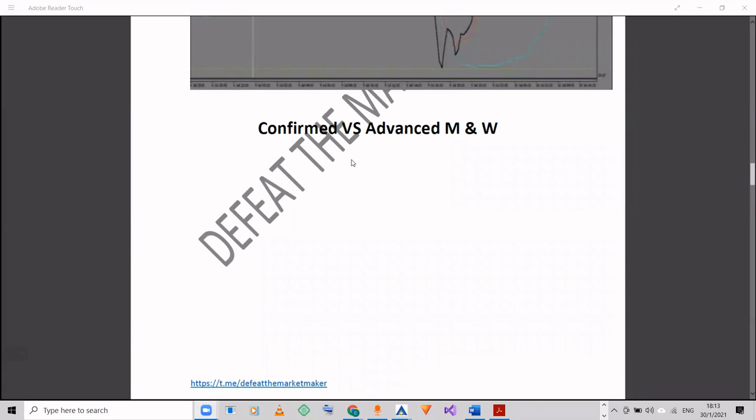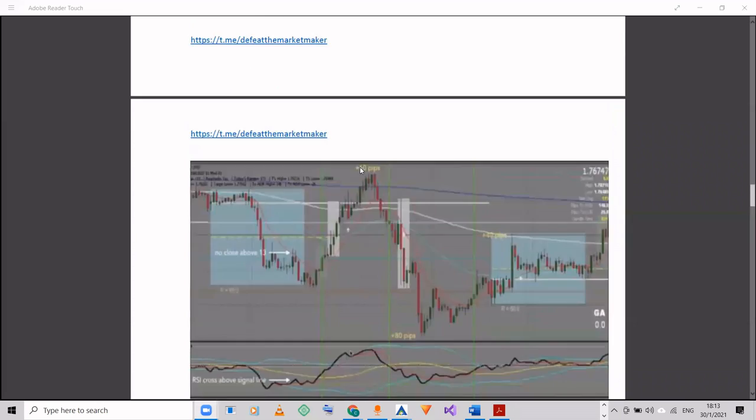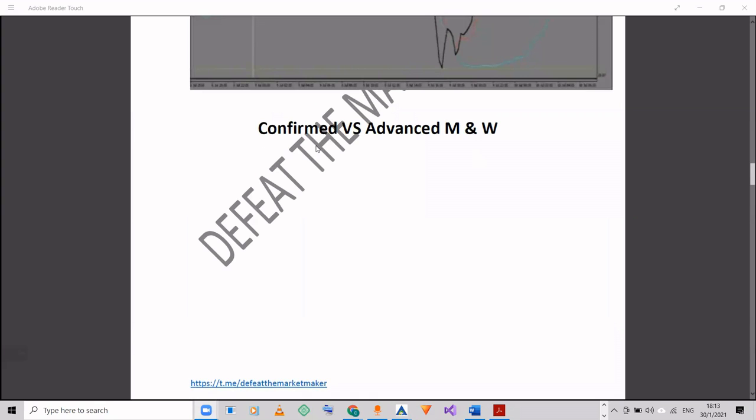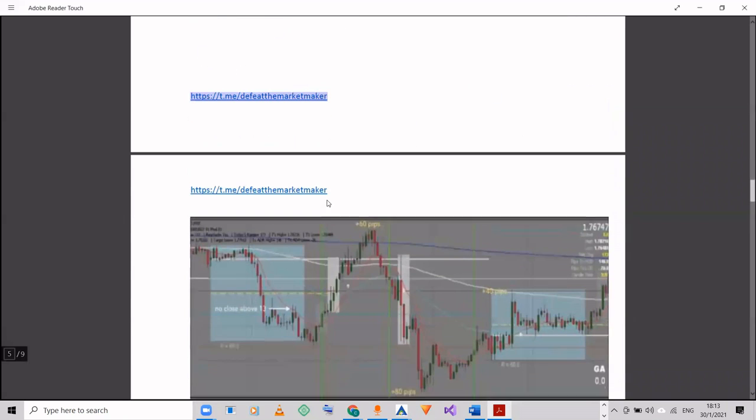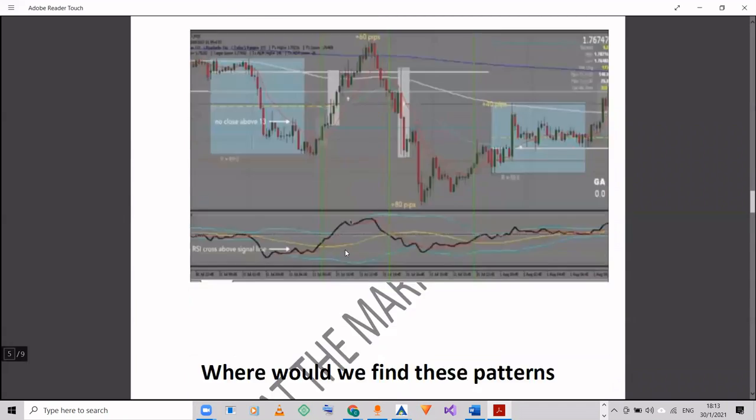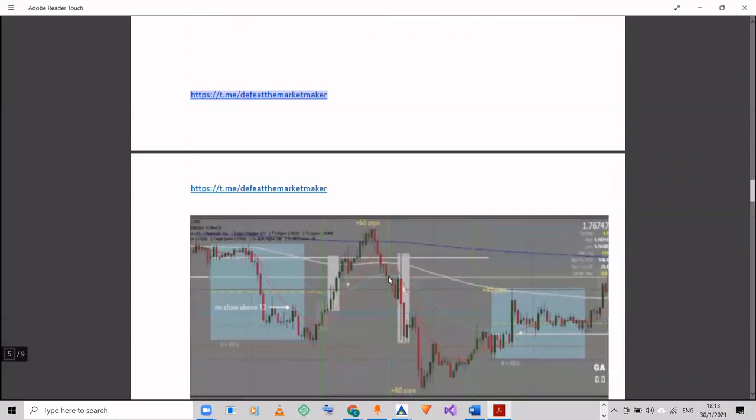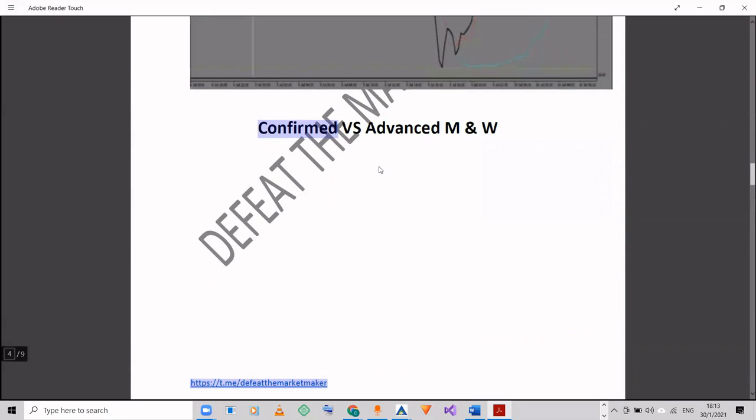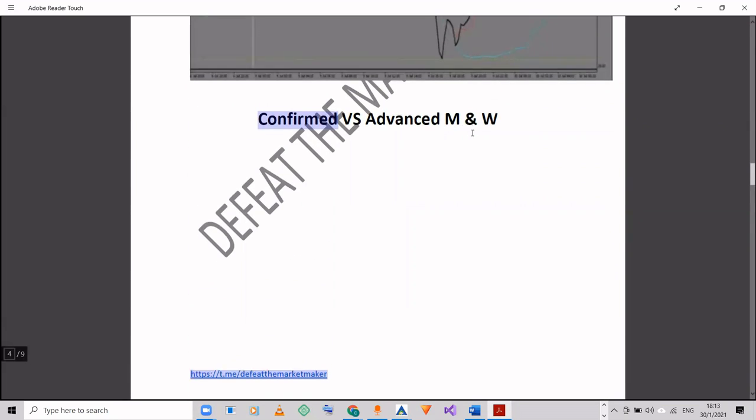So now on this particular setup that you see here with the name here, there must be a mistake when I made it. This name right here was supposed to be around this area right here with this picture. It moves with this picture. It's the title for this picture right here. So read it: Confirmed versus advanced M and W.